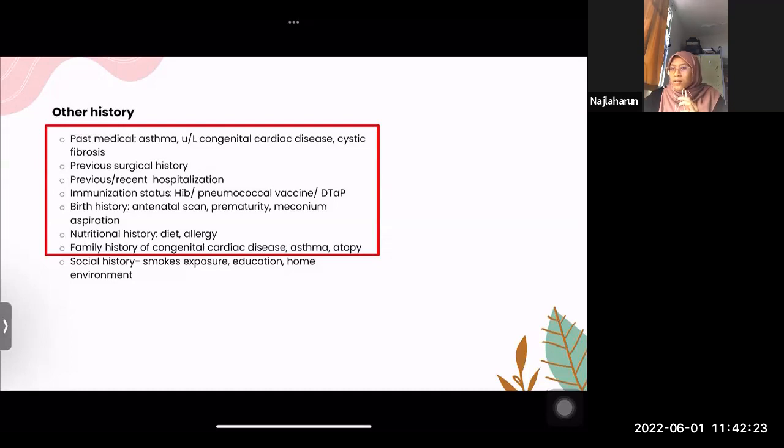Other than that, also ask about the nutritional history like diet, and allergy to rule out any allergy. We also need to ask about the family history of congenital cardiac disease, asthma, and atopy, as I said before, and also the social history. It is also important to ask about smoking exposure, the education of the parents, and the home environment: is it close to a factory, and is it close to a hospital, can they reach it within time.